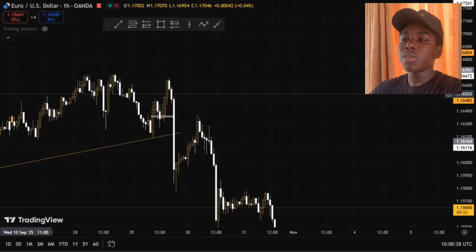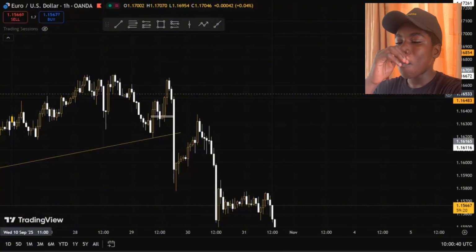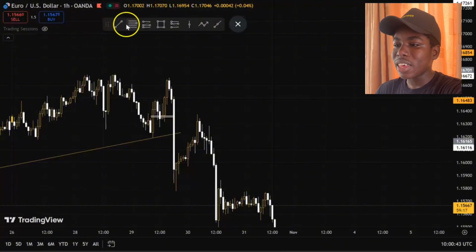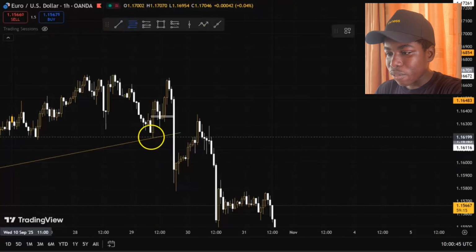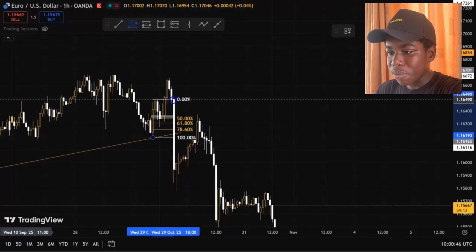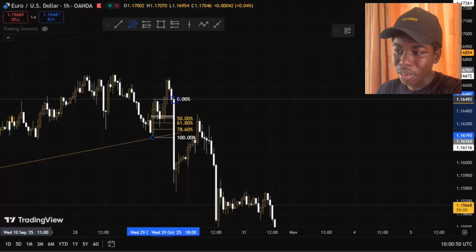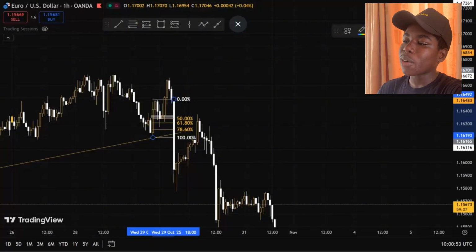So the second mistake, and this mistake I've even fallen victim to it, never enter based only on a trend line. Never enter only on a trend line. Combine it, stack it with something else. Even here, I think you can stack it with the fib level. Yes, it falls with the 61.8 fib level.